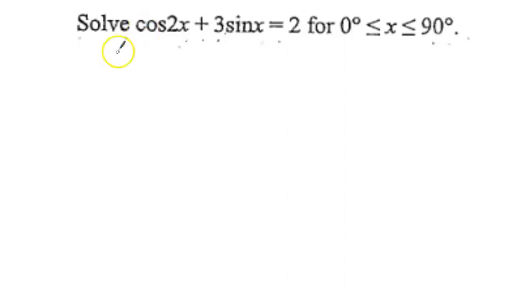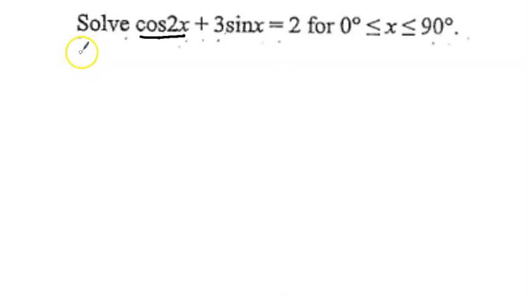Question number 1. We are to solve cos 2x plus 3 sin x is equal to 2 for the given interval. So let's see how we are going to do that. Now, this is an equation in trigonometry. So to solve it, you need to express all the ratios in one ratio. We have cos 2x and then sin x. So the best thing to do is to change this one to sin x.